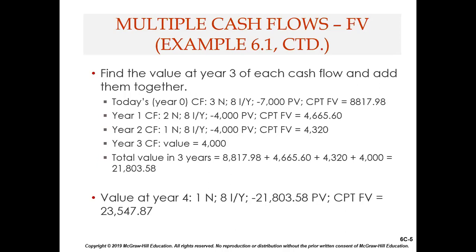So now you add up each separate future value computation: 8,817.98, what the original 7,000 will be worth at the end of 3 years, plus the 4,665.60, the first $4,000 deposit at the end of year one, plus the future value of the second $4,000 deposit, plus the future value, which is also the value when it's deposited, because end of year three is when you're making that deposit. So those separate deposits, the future values are calculated for each one separately, add them up, they will total $21,803.58.